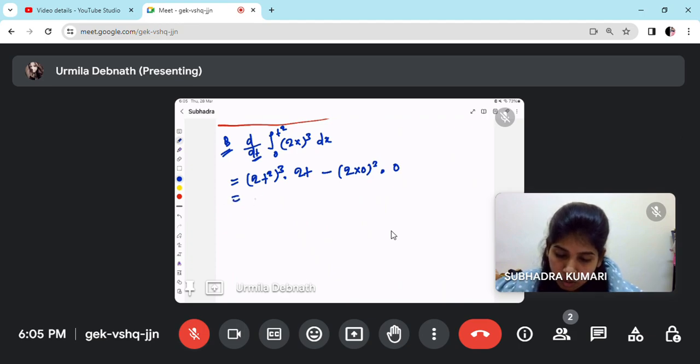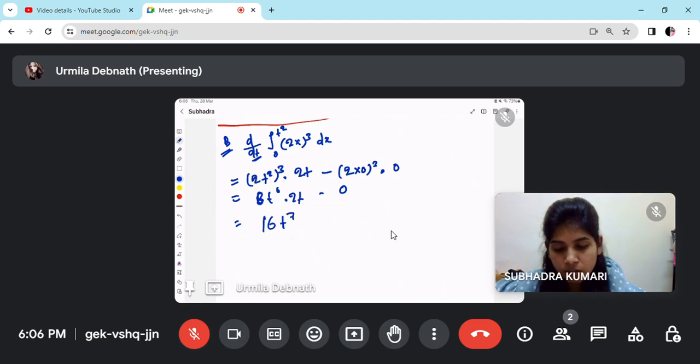So this is 8 t to the power 6 times 2t minus 0. That is 16 t to the power 7. So this is the final answer. Okay. Now let's see the other question.